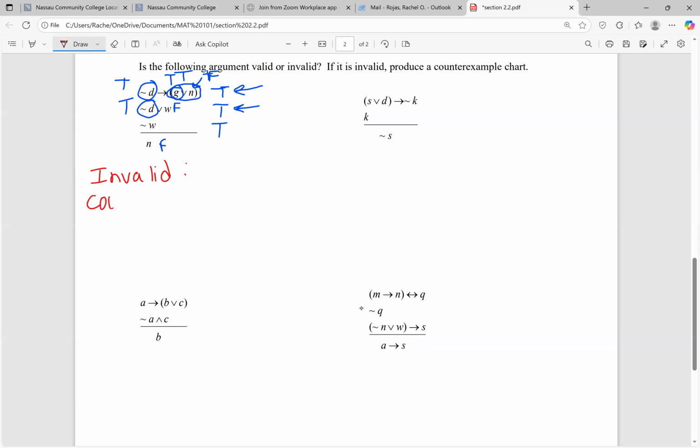And the counterexample would be when, so let's list, we have D, G, N, and W. So not D, we're assuming is true, right? So D would be false. We said that G would have to be true. N would have to be false. And we figured W is false, right? So this is the instance when my conclusion would be false, but my premises would be true. So that's my counterexample.